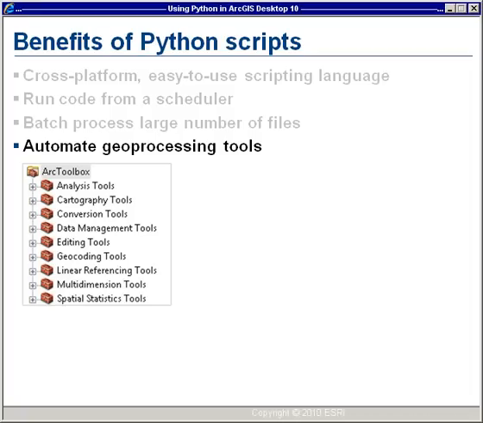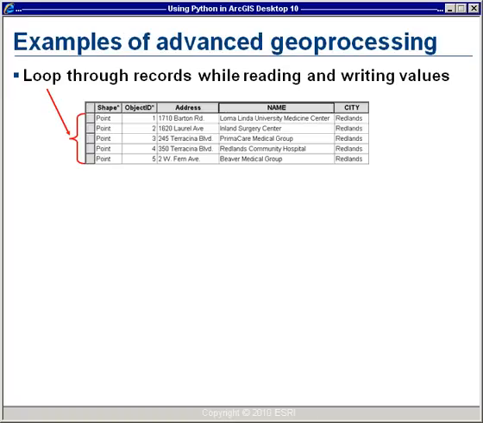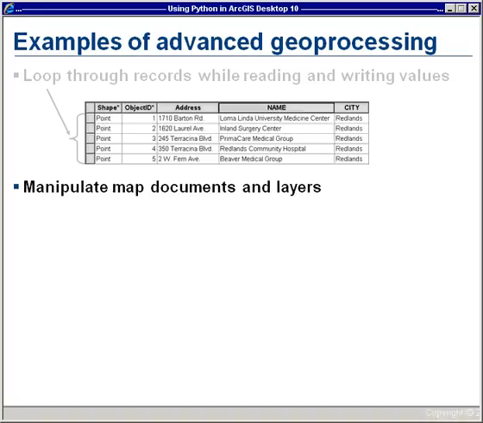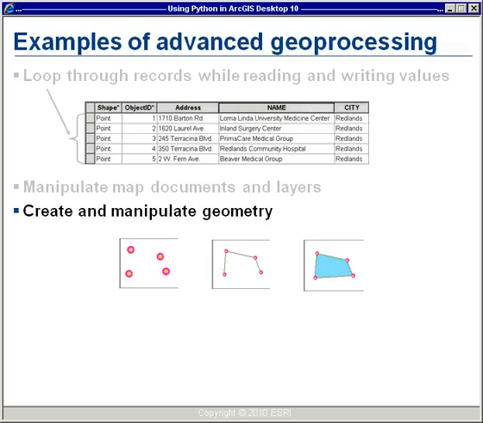Besides automating just the tools in a toolbox, we also have the ability to work with some of the more advanced functions. For instance, we could take a table and loop through that table. We can read and write to the table, so we can manipulate tabular data. You can also manipulate map documents and layers within the map document. This is a new ability at version 10. We'll be talking more about this a little bit later. And we can also take geometry, points, lines, and polygons, and manipulate those. We'll see a couple of examples of how this works throughout the seminar.